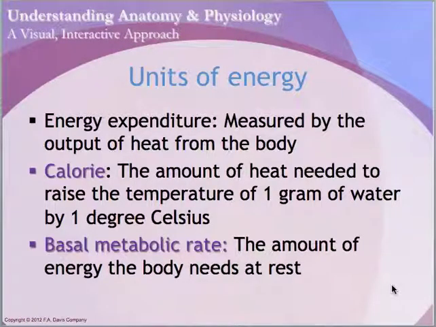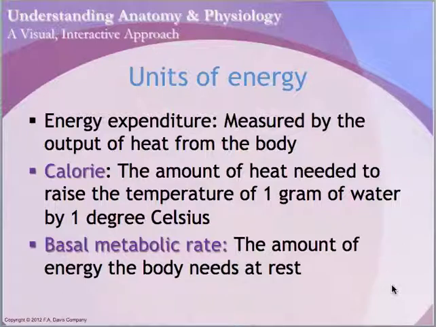This should hopefully be a review as well, but I wanted to just mention it again. Energy expenditure is measured by the output of heat from the body. A calorie is the amount of heat needed to raise the temperature of 1 gram of water by 1 degree Celsius. Usually when we use the term calorie, we're actually talking about a kilocalorie, which is 1,000 times this. So when you see Calorie with a capital C, and what we normally talk about as calorie, it's really a kilocalorie, and it's 1,000 times this, just like a kilometer or anything like that in the metric system. Calorie really is the energy that the body uses as fuel.